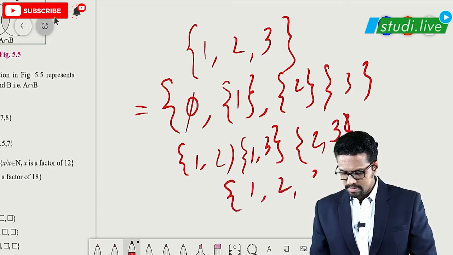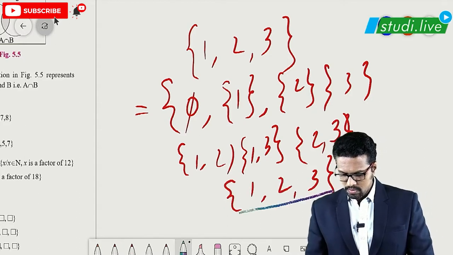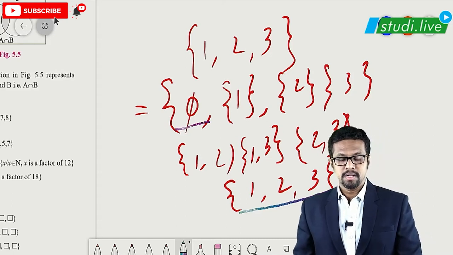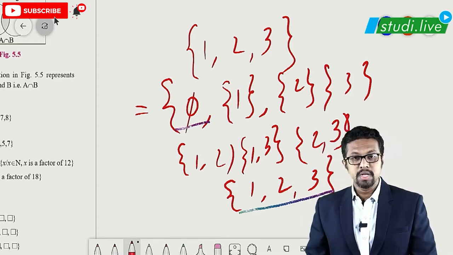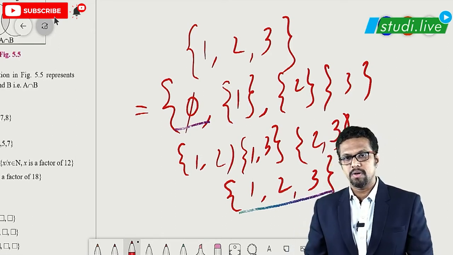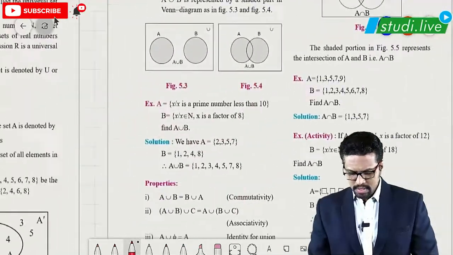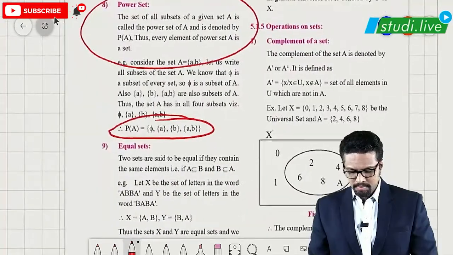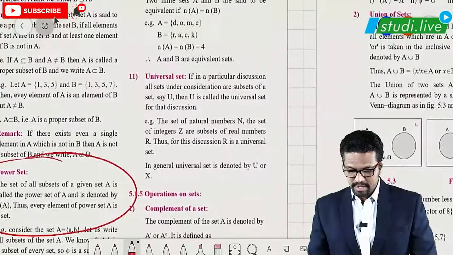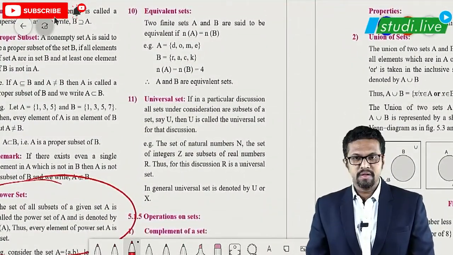Out of this, {1, 2, 3} and the empty set are called the improper subsets. These two sets are the improper subsets, and the rest of the sets are the proper subsets. You already know all this. So this is about the power set. Next, equal sets are those where the elements inside the sets are equal, equivalent sets are those where the number of elements are equal, and then we have the universal set.